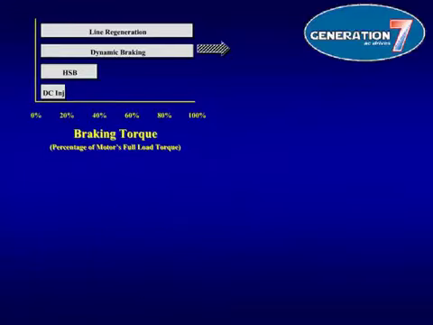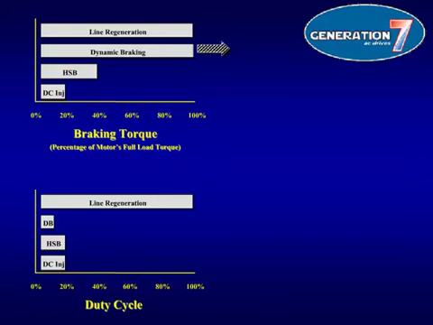Looking first at braking torque, both line regeneration and dynamic braking offer much more torque than high slip braking or DC injection. This is important when determining the braking method to be used because the stronger the braking torque, the faster the stopping time. Next is the duty cycle.